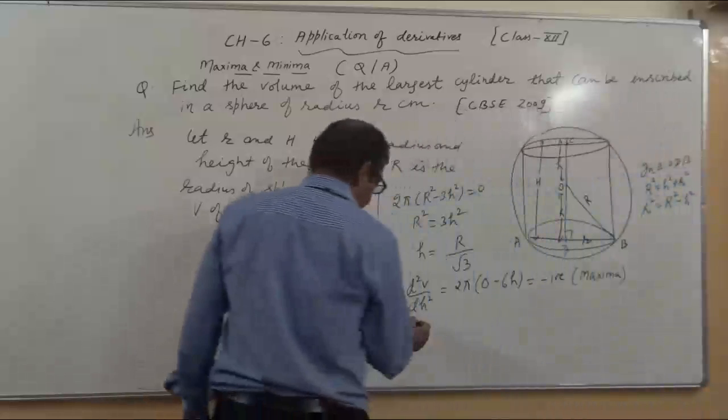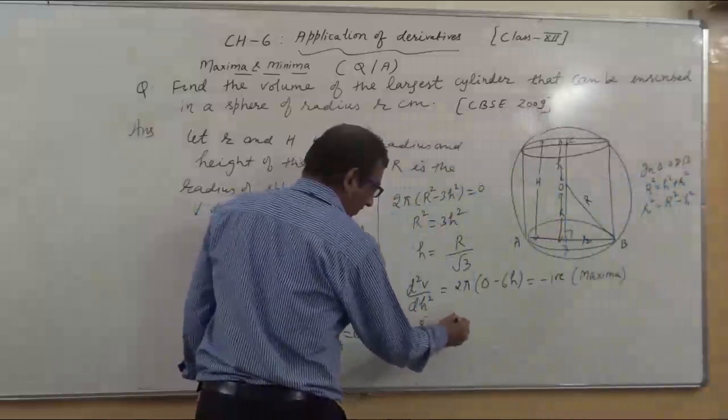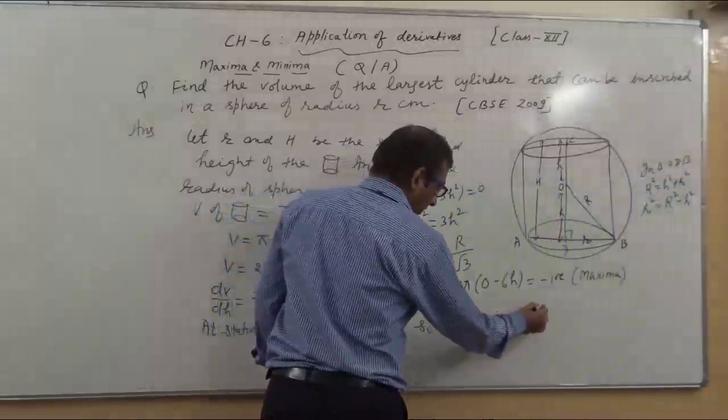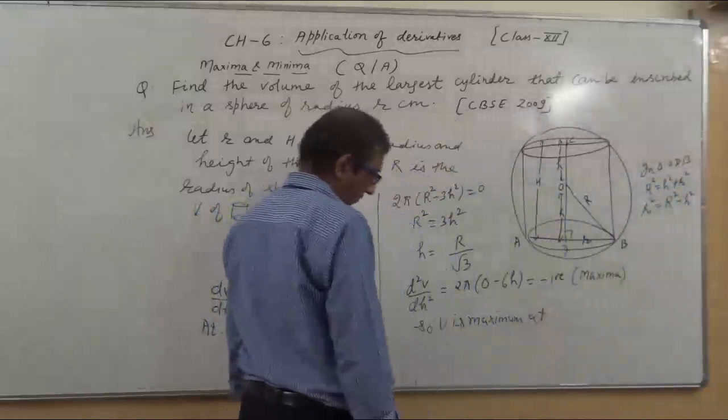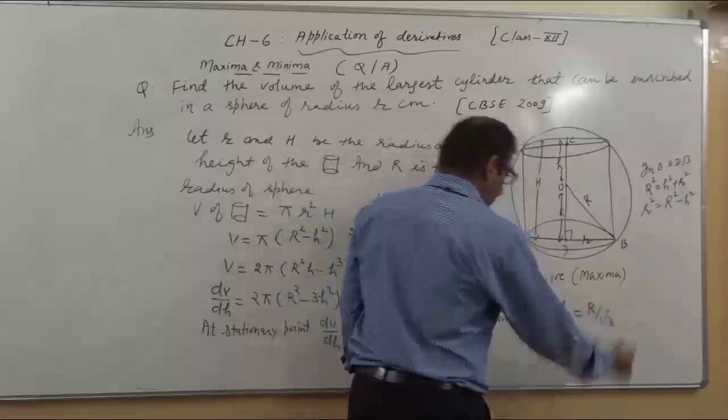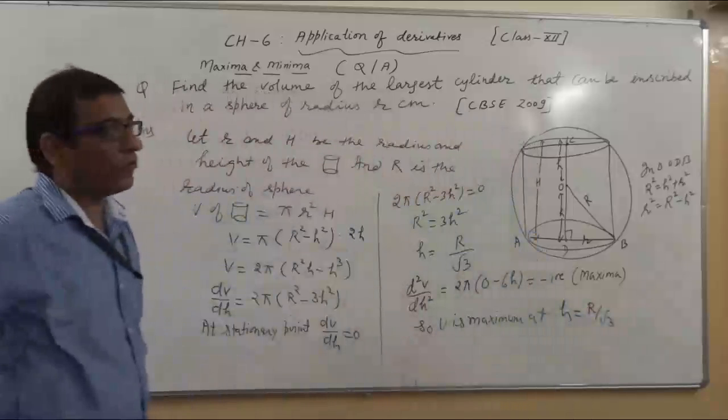So V is maximum at h equals R upon under root 3. This is the one part of this question.